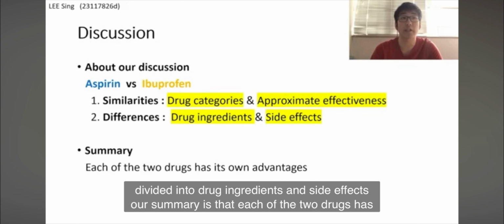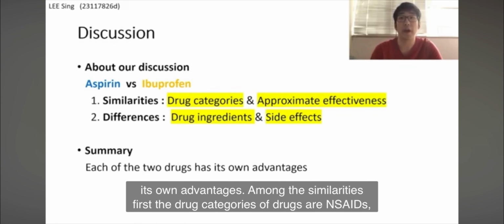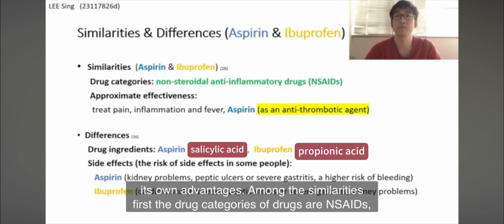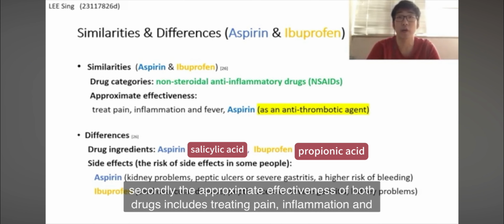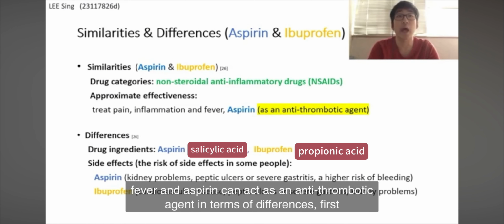Our summary is that each of the two drugs has its own advantages. Among the similarities, first, the drug category of both drugs is non-steroidal anti-inflammatory drugs. Secondly, the approximate effectiveness of both drugs includes treating pain, inflammation, and fever. And aspirin can act as an anti-thrombotic agent.